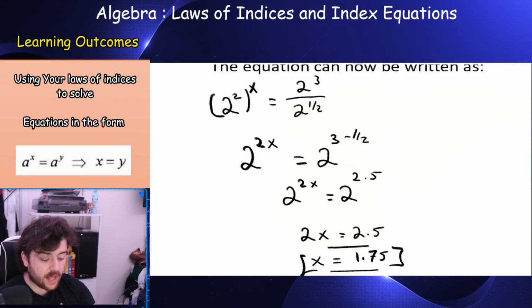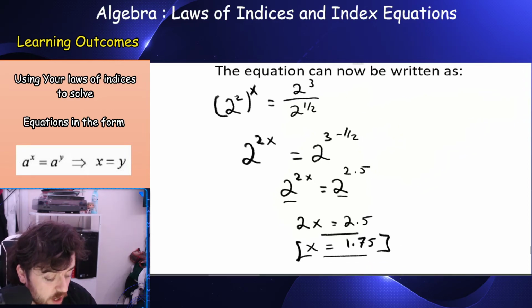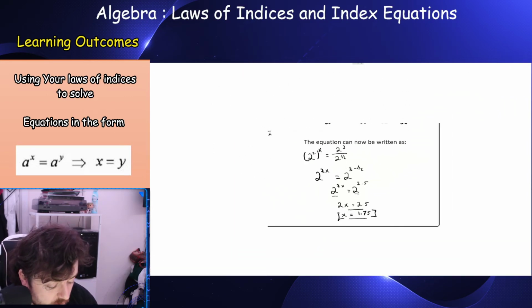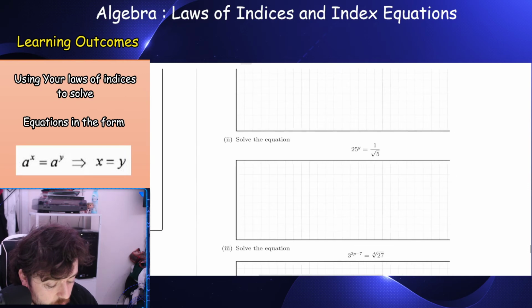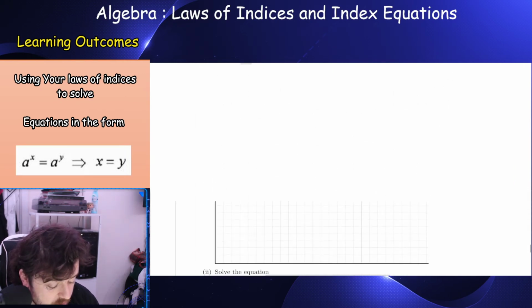So remember, these are in the same base. So since they're in the same base, I can let the powers equal each other. So that's why I was able to say 2x equals 2.5. Right, so I'm going to do some more examples now, and then hopefully I'll wrap this video up soon. So if this question will load, that'd be great.